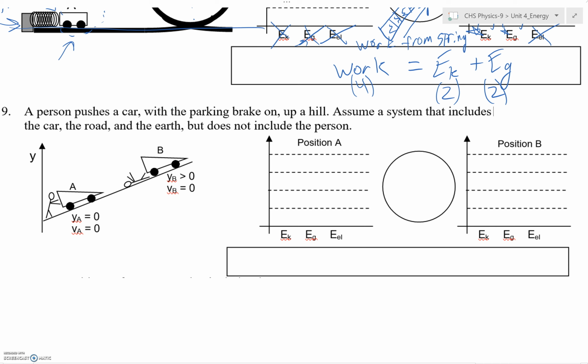Example number 2 is number 9 on your blue packet, but again, I want you to try to do this one on your own, and maybe just write this in your notebook so that way you have something to study. So before I give you a moment to pause the video, I just want to explain this a little bit. Person's pushing a car with the parking brake on. With the parking brake on means that there's going to be friction.